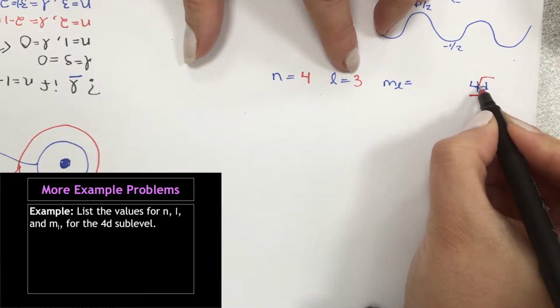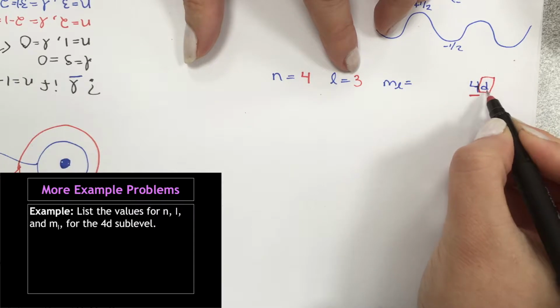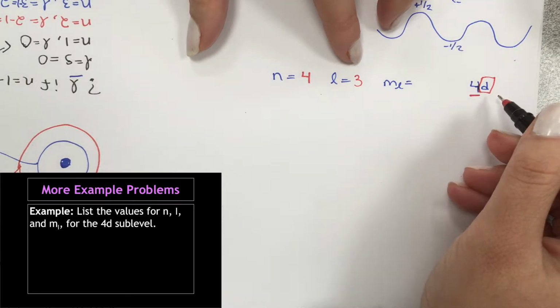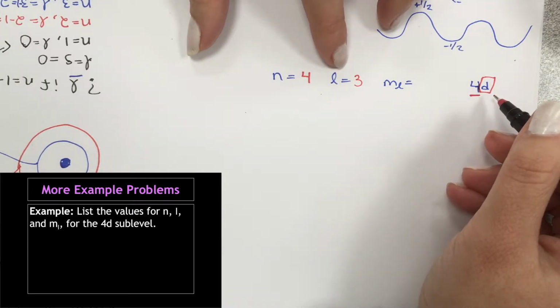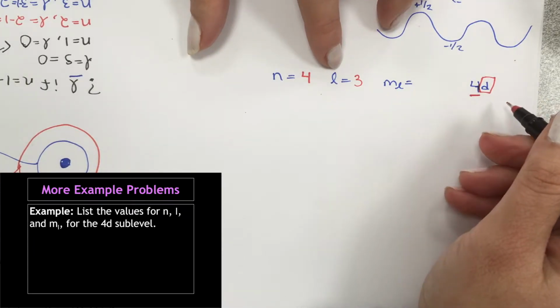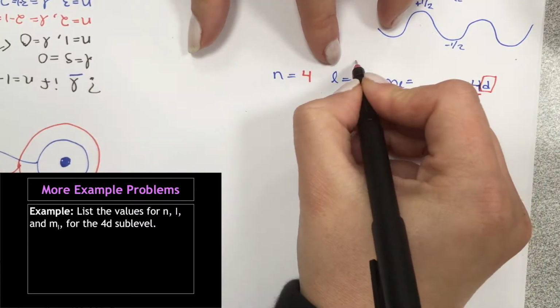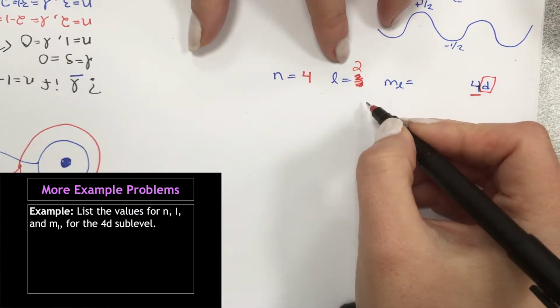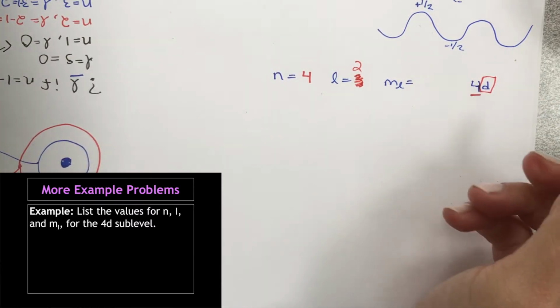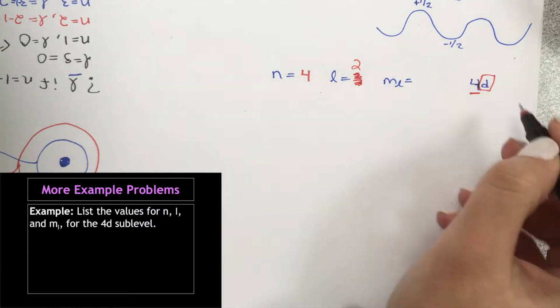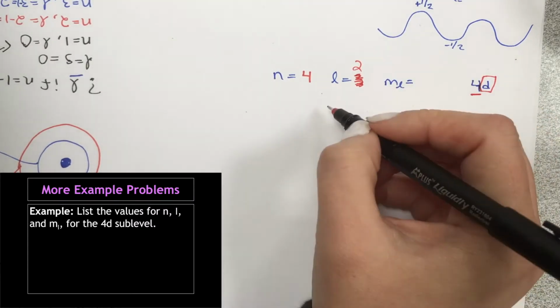Also, you could look at this, okay? Remember on the slide, S equals 0, P equals 1, D equals 2, F equals 3, okay? So D will equal 2, okay?